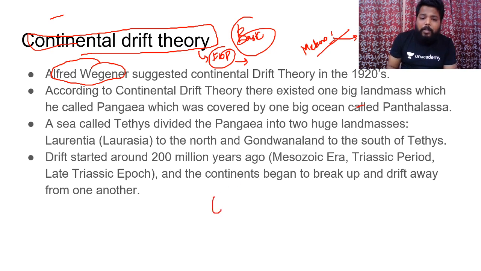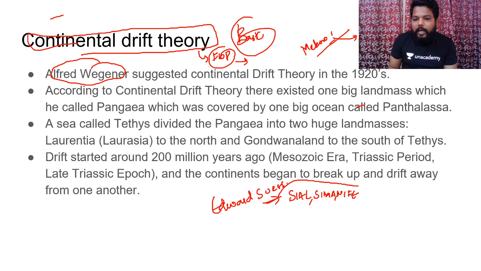that he believed the concept of Edward Suess. In the starting of the lecture, while discussing the interior of the earth, I said Edward Suess was a person who gave the division of the interior of the earth surface, saying that it can be divided as Sial, Sima and Nife. And Alfred Wegener accepted the theory of Edward Suess, and accepted that Sial is floating on Sima.